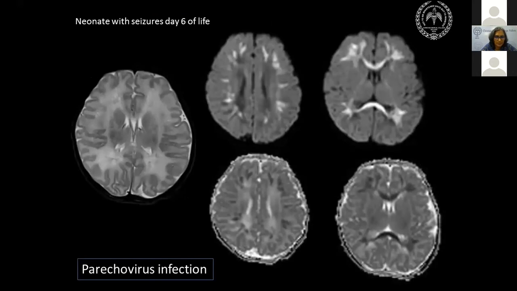This is the typical appearance of a parechovirus infection. On T2, there's extensive hyperintensity, with some foci of T2 hypointensity. On diffusion images, we see linear or focal diffusion restriction in the subcortical and deep white matter, with involvement of the corpus callosum. These areas appear dark on ADC maps, indicating restricted diffusion. Some other viruses like the enteroviruses and dengue can also have a similar appearance.